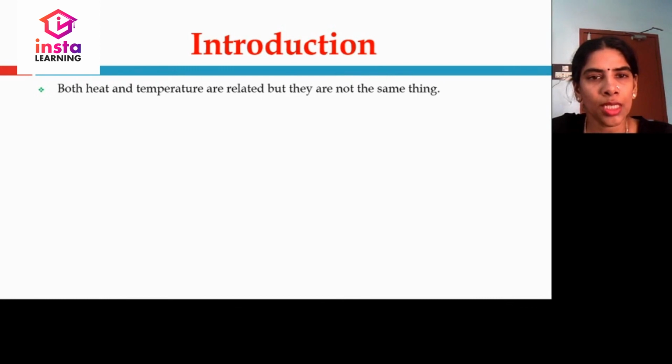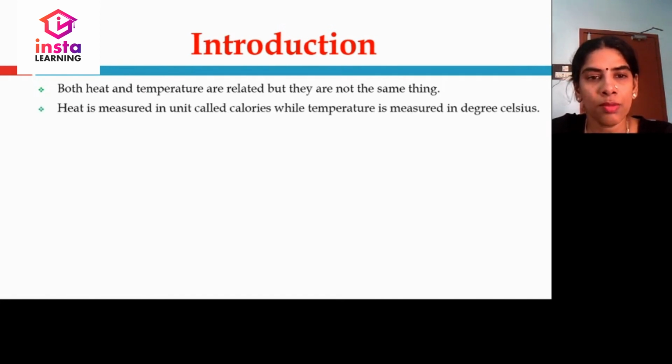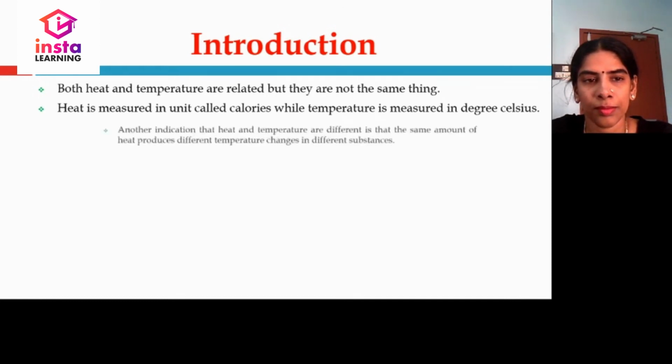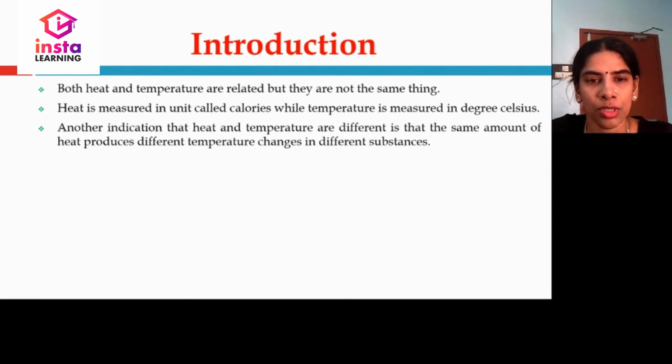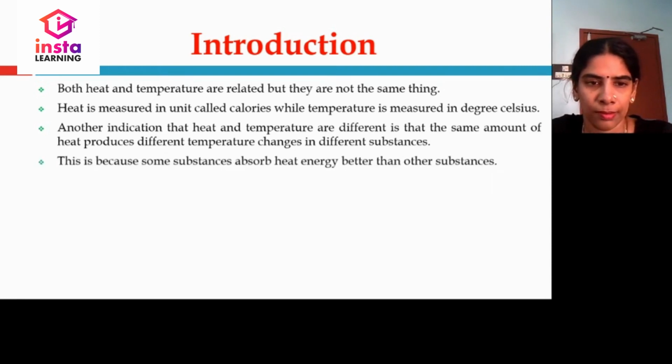We know that both heat and temperature are related to each other, but they are not the same. Heat is measured in the unit called calories, while temperature is measured in degrees Celsius. Another indication that heat and temperature are different is that the same amount of heat will produce different temperature changes in different substances.